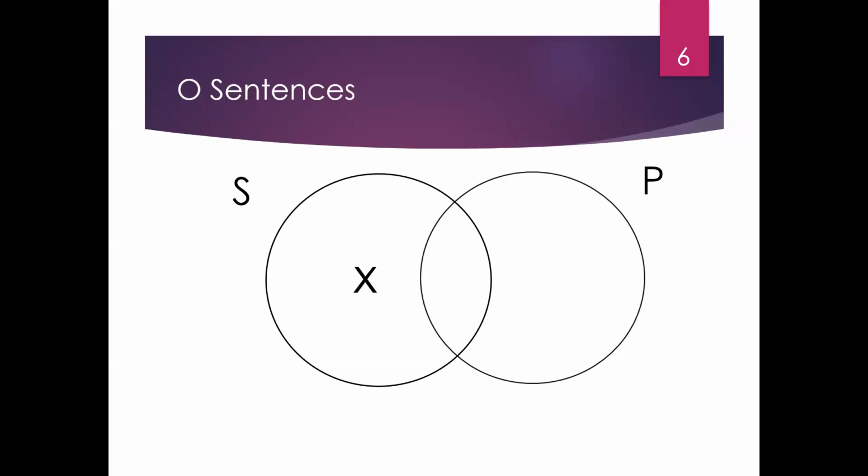Now, O sentences say some S's are not P's, and so we represent that by putting an X in the area of the subject that is not also in the area of the predicate. An example might be some cats are not striped. So we have the X representing that fact. So all four of the sentences, the A, E, I, O sentence, can be represented in these ways.